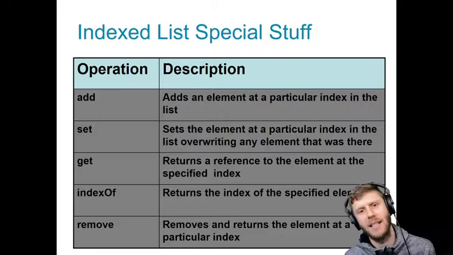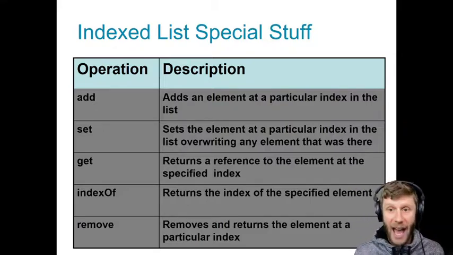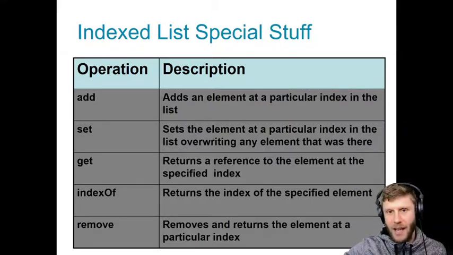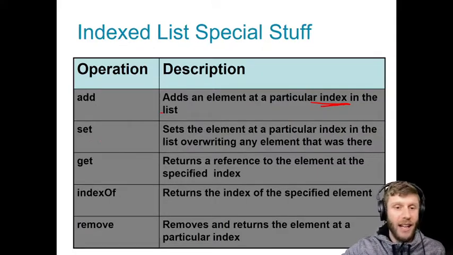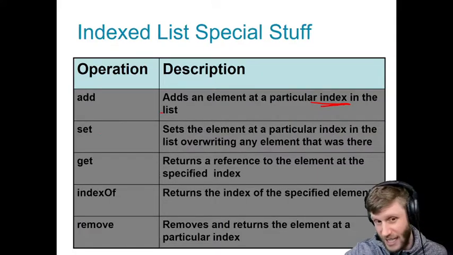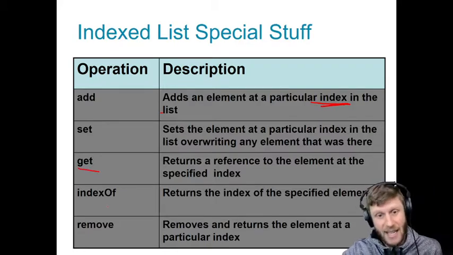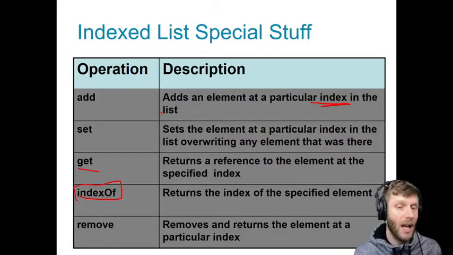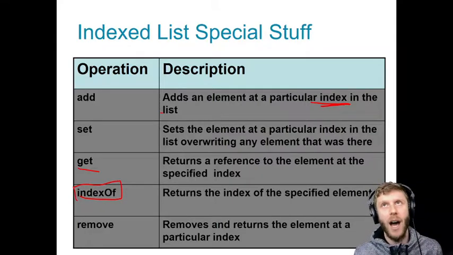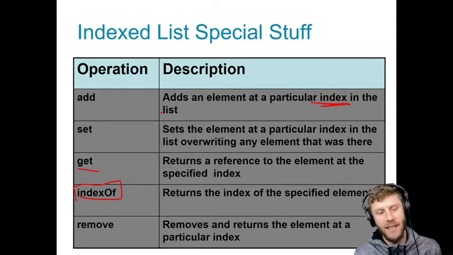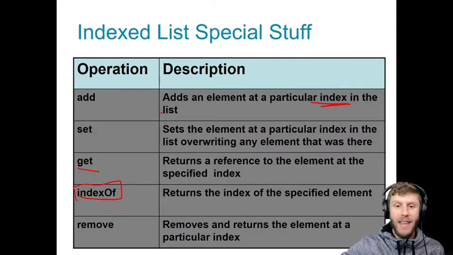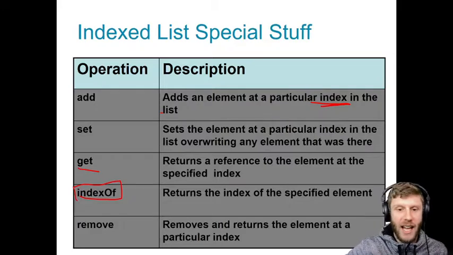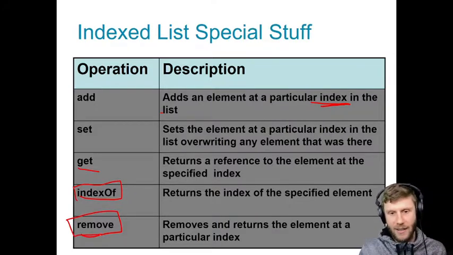Then we've got our indexed list, we have add, but we're going to have to specify a specific index here where we add. Set, that'll let us set something at a specific index, get something at a specific index, and then index of. This is basically like our contains, but it tells me not only that, okay, this thing does exist in this list, but it tells me the index where it is. And then our remove returns the element at a particular index.